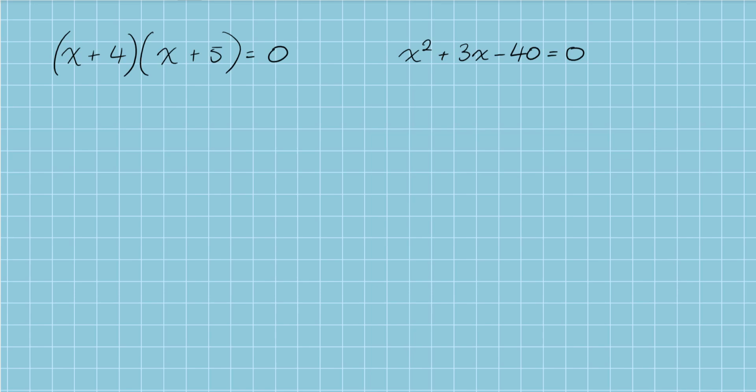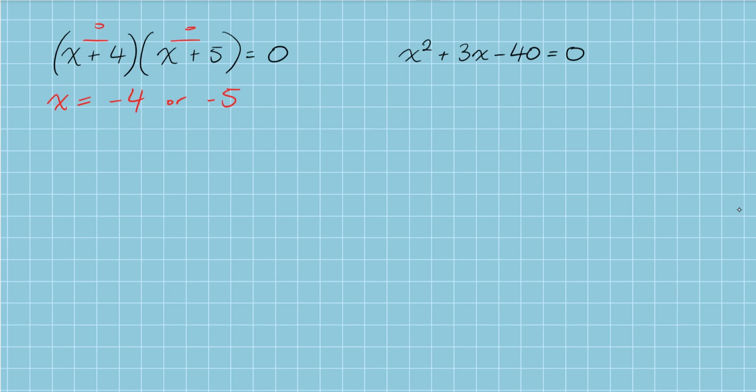All right, how'd you go? Hopefully you found that not too much of a challenge. Let's have a go at the first one. So the first one is going to be x equals minus 4 or 5. That would make both of those 0. That would make that equal to 0, that would make that equal to 0. So you get minus 4 or 5.